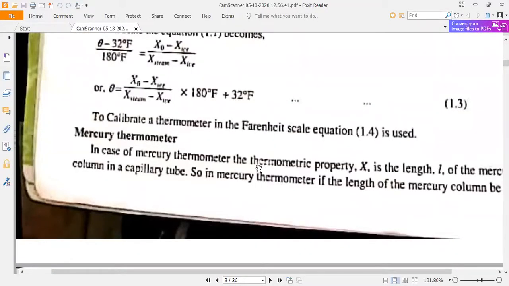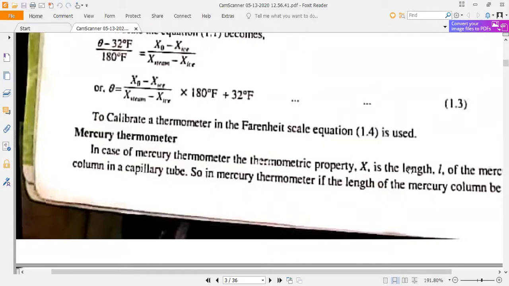In the case of the mercury thermometer, the thermometric property X is the length. That is what I was talking about. The mercury thermometer is the thermometer that we use in our daily life. What happens when the bulb of the thermometer comes into contact with our body? If our body is at a higher temperature than normal, heat will be transferred from my body to the thermometer, and as a result the mercury inside the thermometer will be heated, and the thermometric property is length.